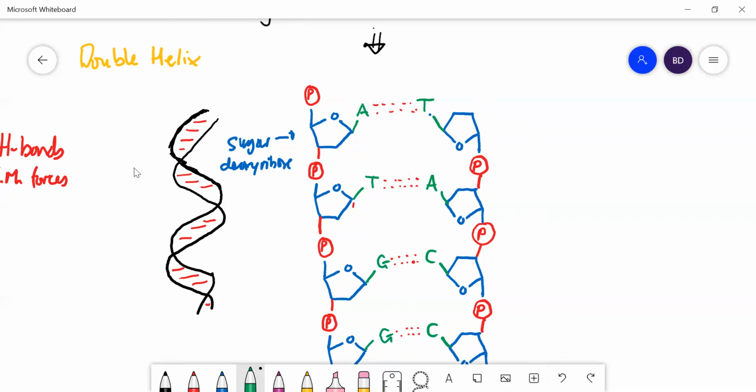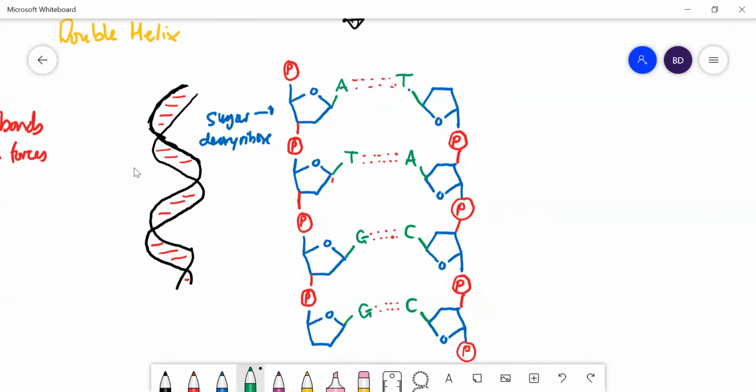Let's have a look at a little bit more detail at the strands first of all. So you may have noticed that this strand is running one way, and this strand is running the other way. So these strands are called anti-parallel. And that's also pretty important.